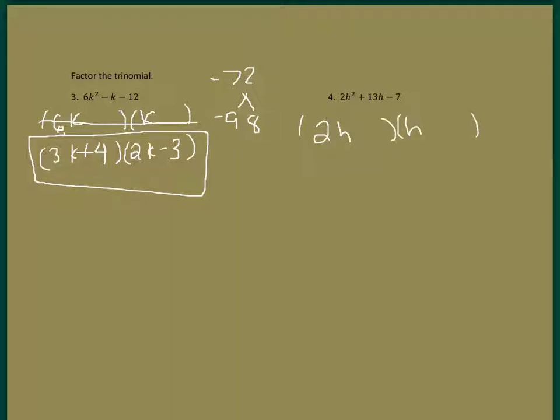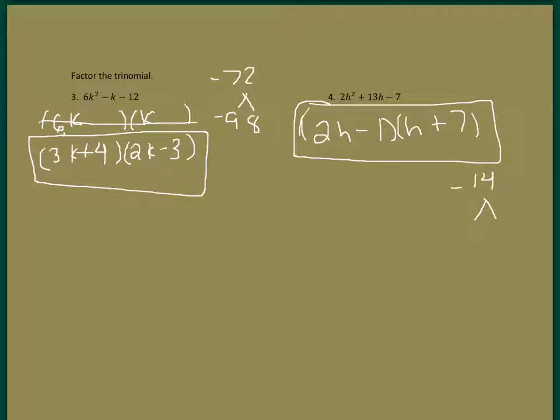So we have 2h and h, that's it. And it has to multiply to negative 14 and add to positive 13. Well, positive 14, negative 1. Can I multiply 2 and have it equal positive 14? Yep, positive 7. 1 and equal negative 1, negative 1. So there we go. Again, if you need to, write it over here. Multiply to negative 14, add to 13, so you'd get positive 14, negative 1. Write it down if you need it, guys.